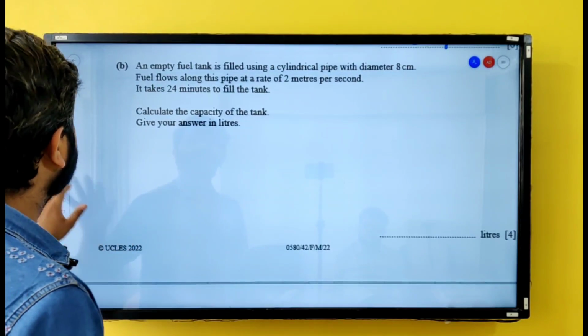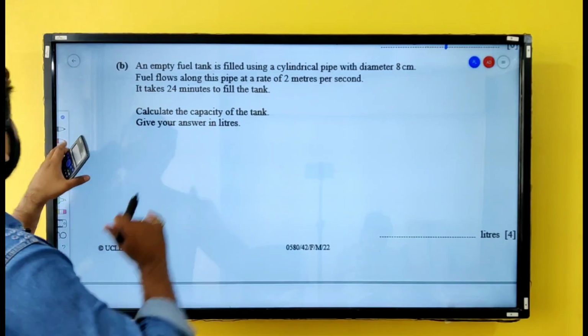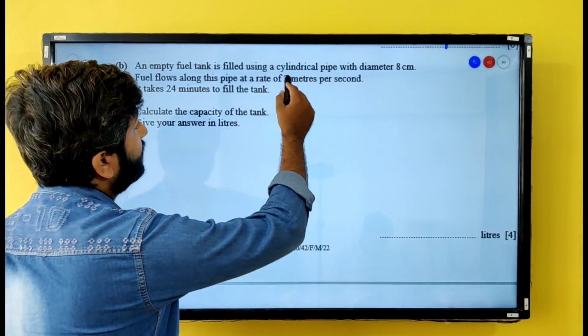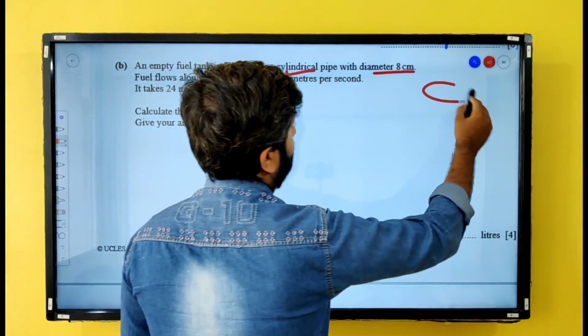An empty fuel tank is filled using a cylindrical pipe with diameter 8 centimeter. Okay.